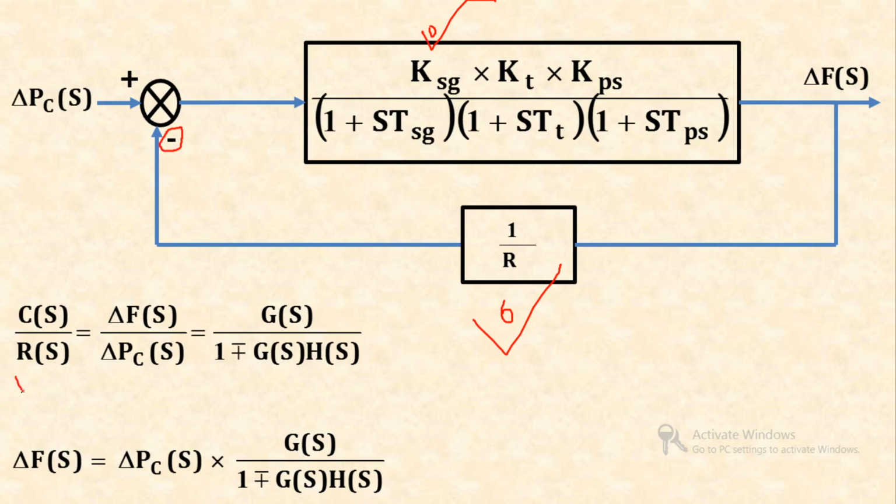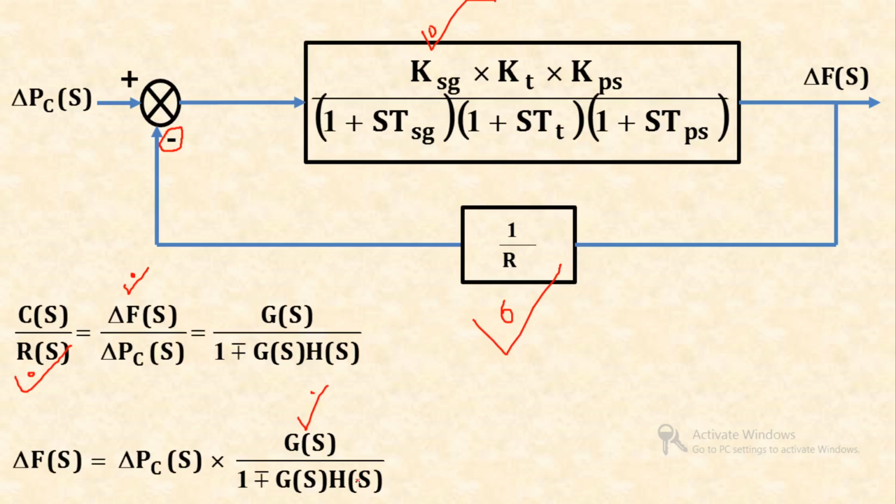So again we will use the formula C of S upon R of S. Now our output is delta F of S, but the input is changed. Previously it was delta PD of S, now the input is delta PC of S. Again that is equal to G of S upon 1 plus G of S into H of S. So delta F of S is equal to delta PC of S multiplied by the forward path gain divided by 1 plus forward path gain multiplied by feedback path gain. So let us try to find out the value of delta F of S.